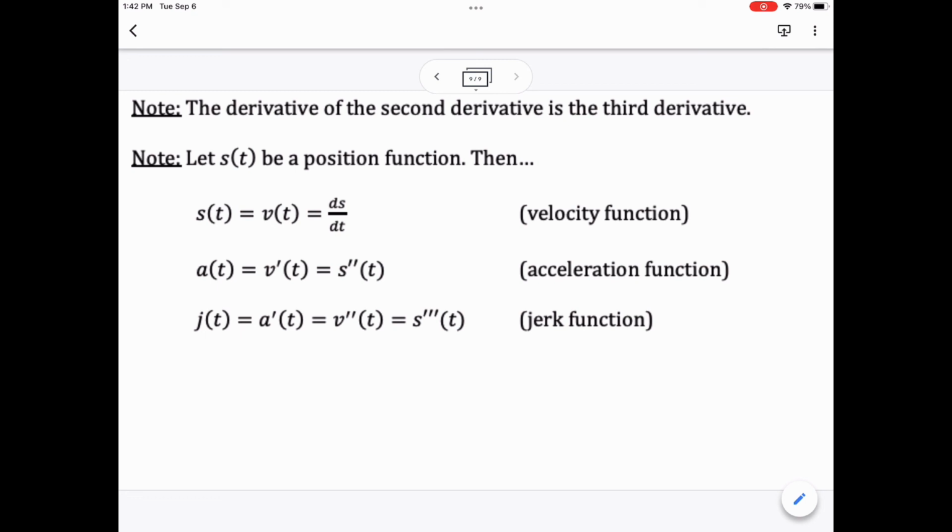And so one kind of leads into the other, and they tell a story about what your function is doing as it goes along.